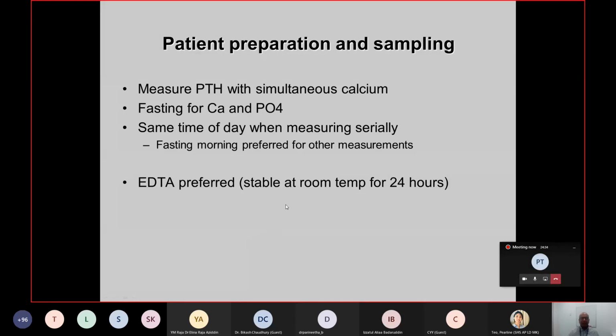The sample for PTH, I prefer EDTA because PTH is more stable in EDTA. So stability-wise, EDTA is preferred for PTH measurement, but some people prefer serum, even though PTH is less stable in serum, because calcium measurement can be done on the same sample. Calcium cannot be measured on the EDTA sample, whereas if you take a serum sample, calcium can be done on the same sample. However, because of sample instability, the sample needs to be processed or frozen within 4 hours for PTH. Otherwise, PTH is degraded in serum.